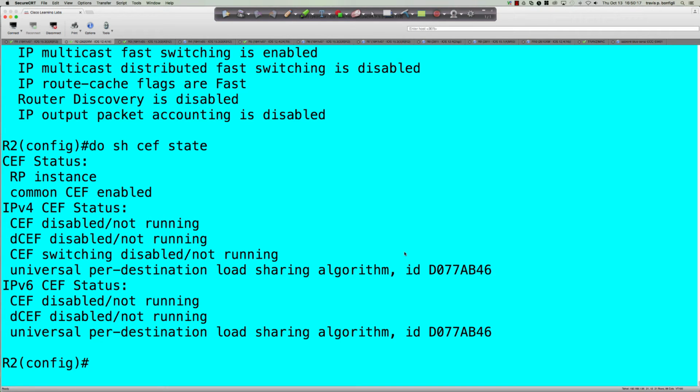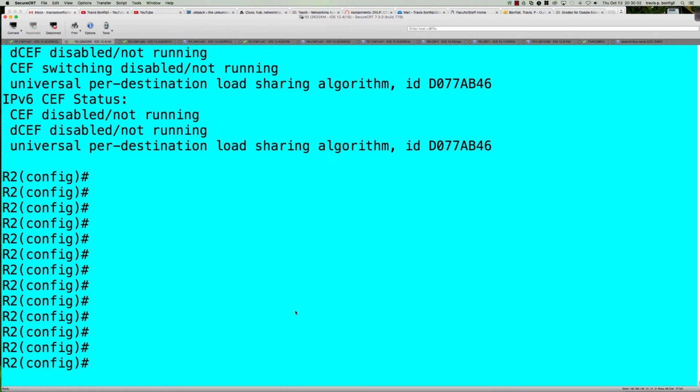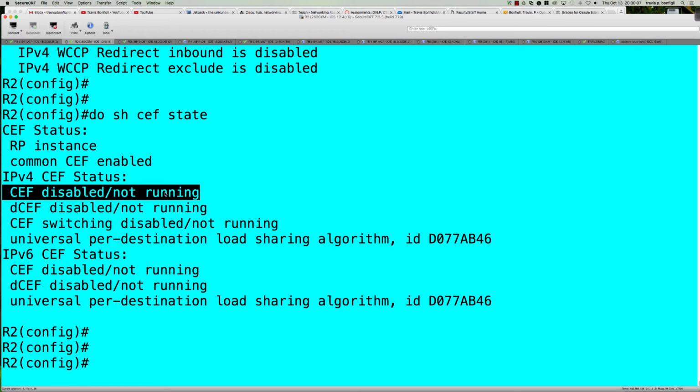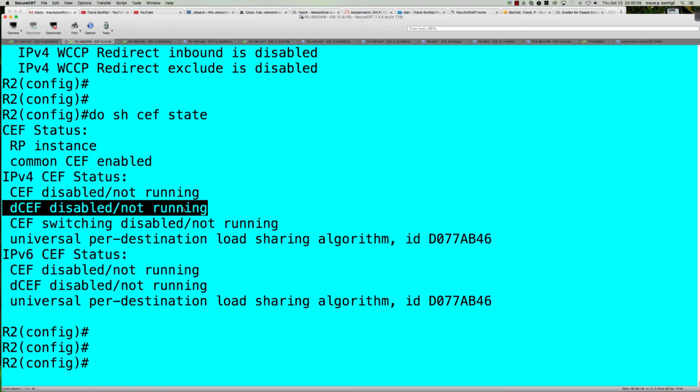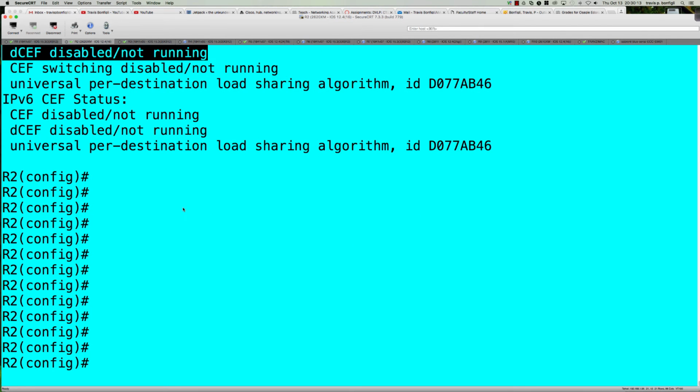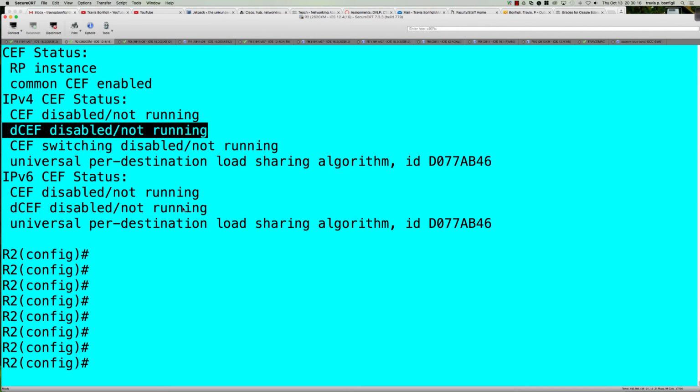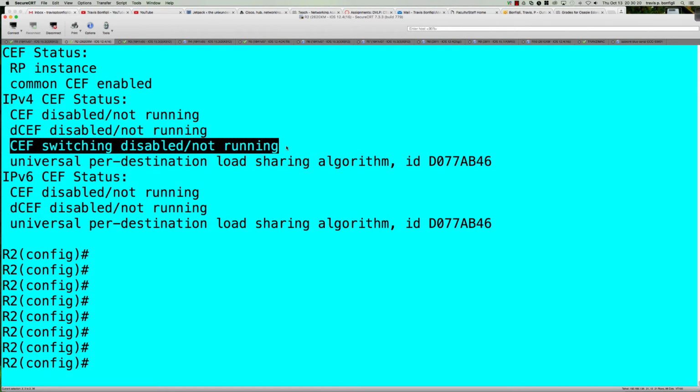And we'll talk about CEF polarization here in a second. So back to the case here. CEF switching is not running. Fast switching is not running. And so that's going to leave us with what? You've got it. Process switching. Okay, as you can see up here again, CEF is disabled, it's not running. Distributed CEF is disabled because we don't have line cards. This is a Cisco 1841 router, so we're not going to have distributed CEF. And again, CEF switching is disabled, not running.